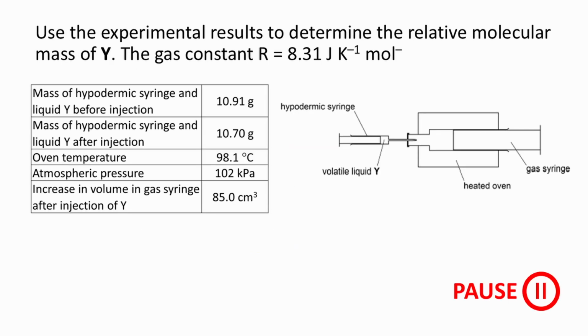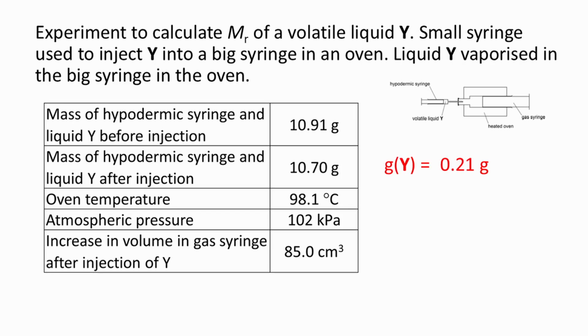Now, let's address the rest of the question. The table of results is shown here alongside a diagram of the apparatus. First of all, we can work out the mass of liquid Y injected into the larger gas syringe. Subtract the mass of the smaller hypodermic syringe after injection from the mass of the hypodermic syringe before injection. 10.91 minus 10.70 works out to be 0.21 grams.